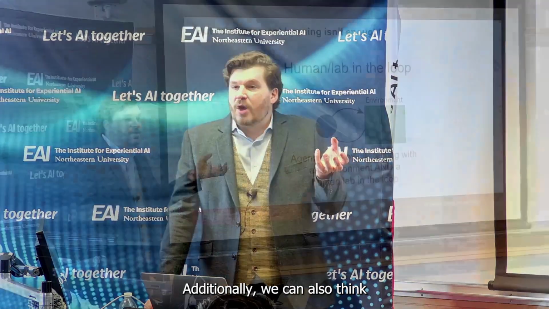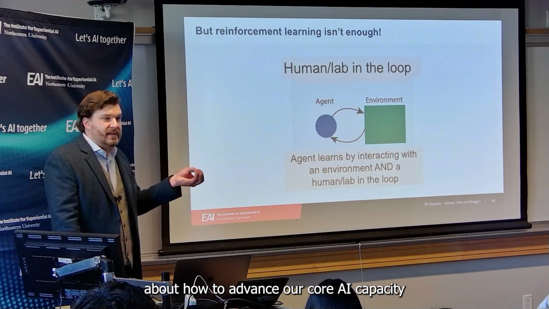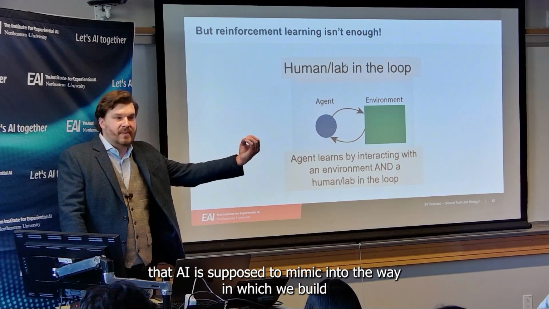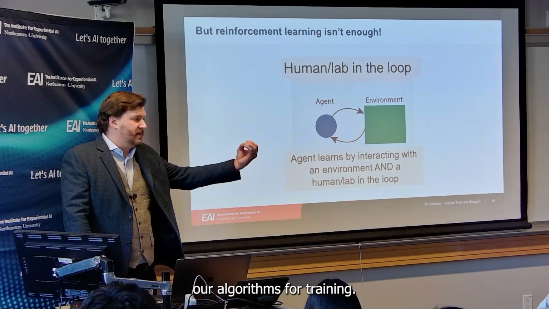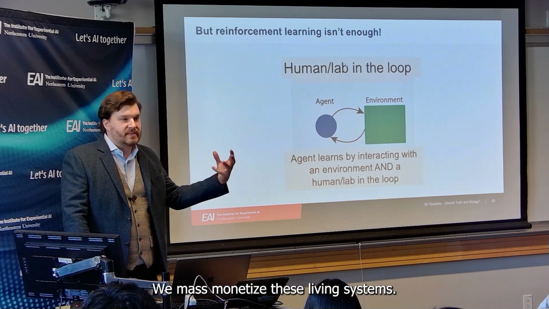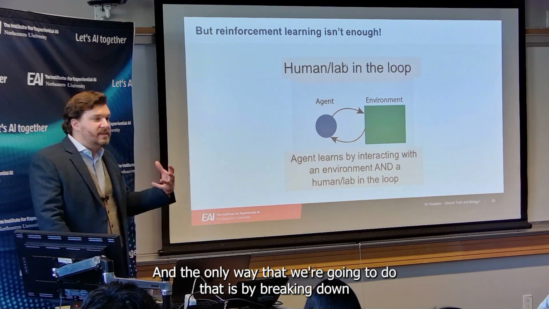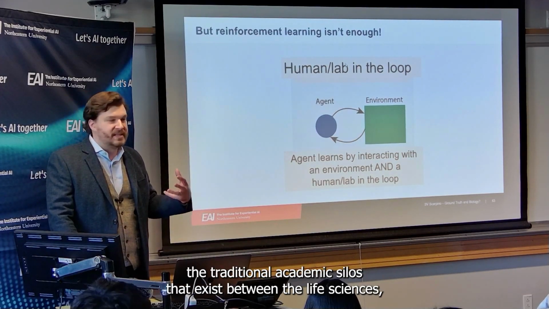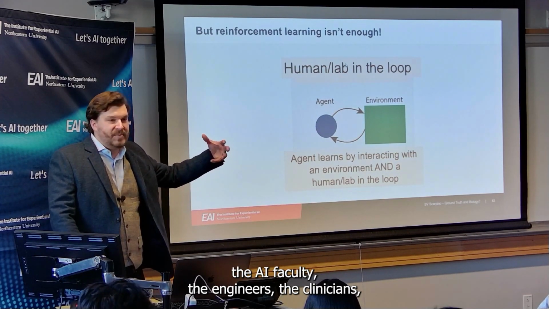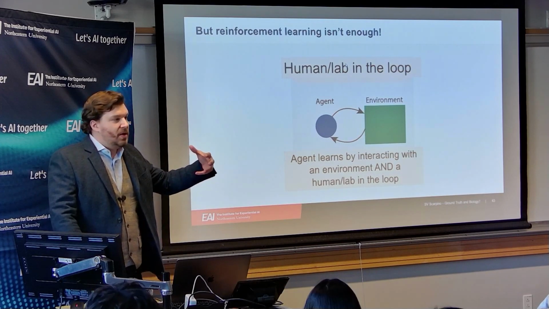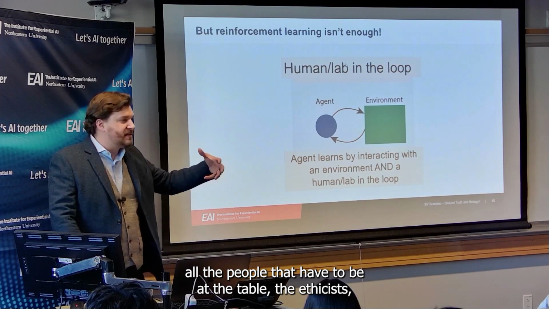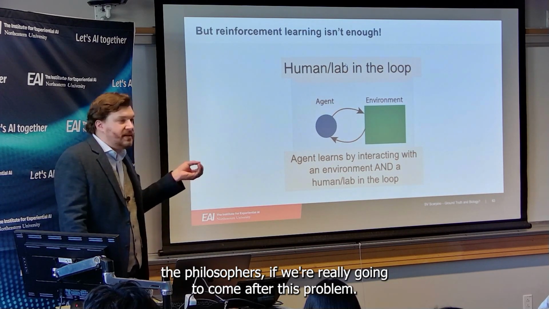Additionally, we can also think about how to advance our core AI capacity by improving the way in which we bring knowledge from systems that AI is supposed to mimic into the way in which we build our algorithms for training, we build our algorithms for evaluating data, we mathematize these living systems. And the only way that we're going to do that is by breaking down the traditional academic silos that exist between the life sciences, the AI faculty, the engineers, the clinicians, all of the people, the government officials, all the people that have to be at the table, the ethicists, the philosophers, if we're really going to come after this problem.